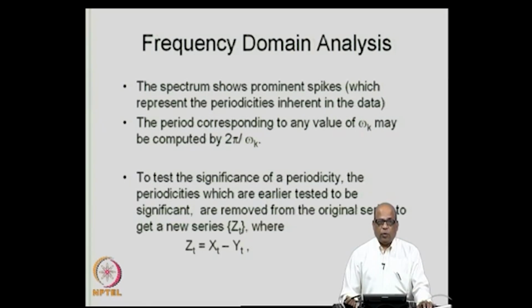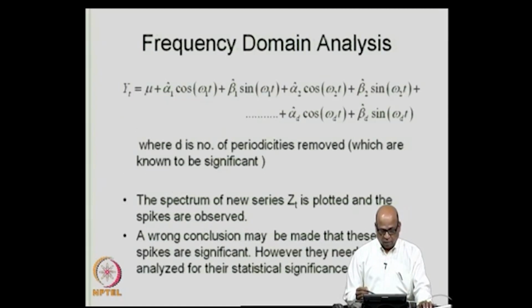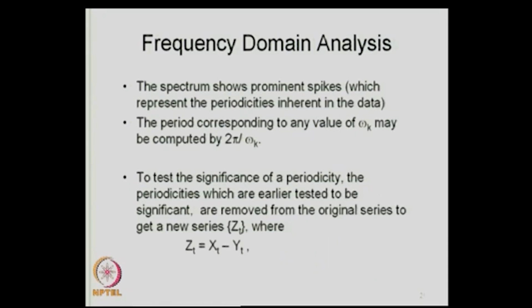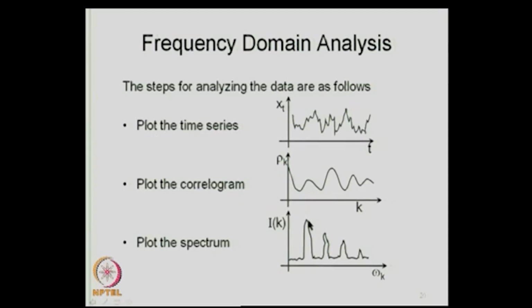The period corresponding to any particular value of omega k may be computed by 2 pi by omega k. So, let us say you have a spectrum like this and you identified that this is a peak, and this corresponds to a particular omega k. The period corresponding to that omega k will be simply 2 pi by omega k. Then let us say that we identified that this is a period and this is significant, but we are not so sure whether this is significant, and so on. How do I test?